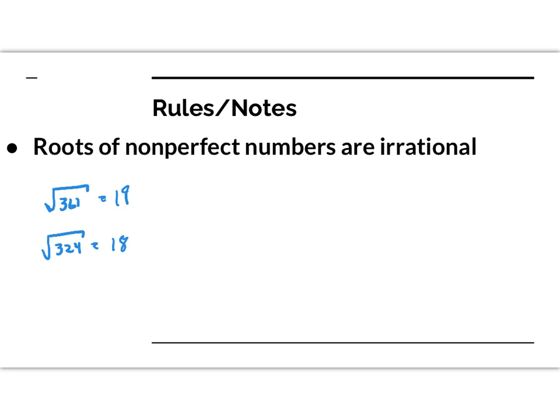So if we take any non-perfect number, any number that's not on the list from the page before, and take the square root of it, let's say 325 or 350 or 330, any one of these numbers will not give you a perfect root. They will be all 18 point something, something, something, and they will go on forever and ever. An irrational number is a number that does not end and does not repeat.